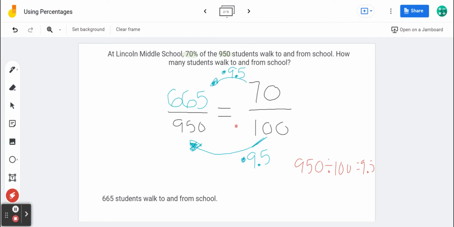I'm going to take a pause here to let you catch up with this. Go ahead and pause it. You need to copy this work down. Do copy down the word problem. Copy it down. It's not a lot. It's 2 sentences. Oh, and if you want to title your notebook, using percentages would be a good title.